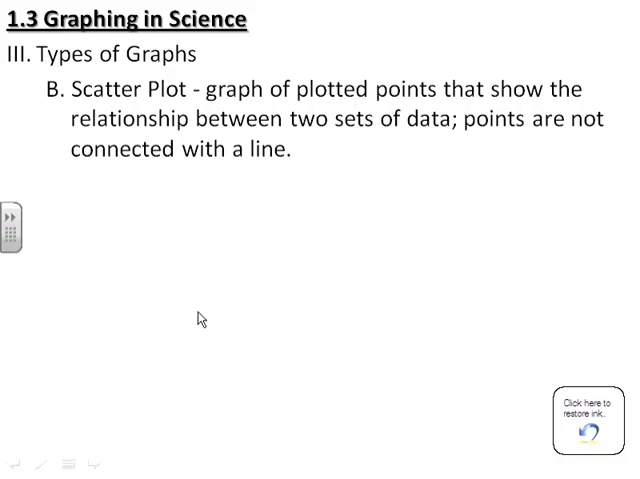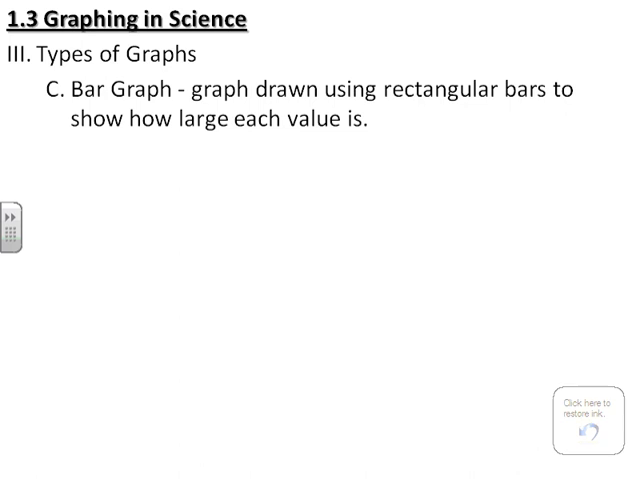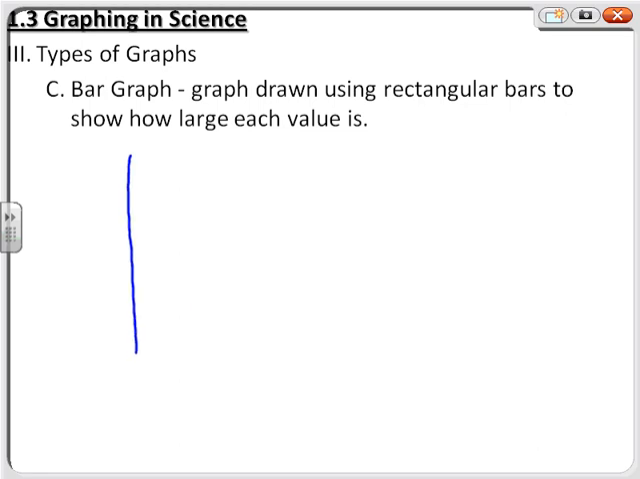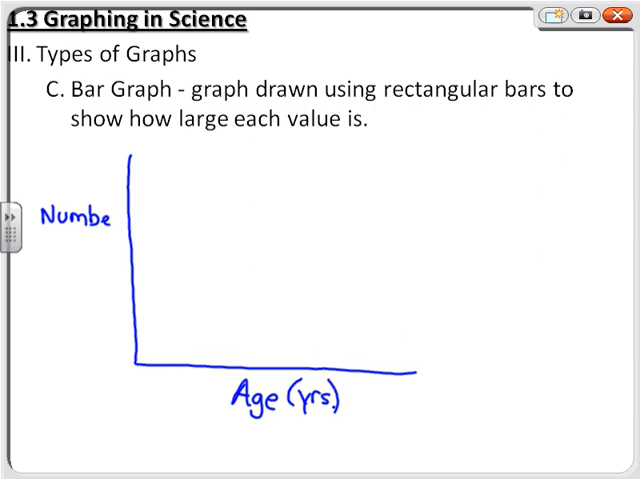Let's take a look now at another type of graph known as a bar graph. Start out with our axes again. In a bar graph, we could be looking at a number of different things. Perhaps we want to look at, let's say we're going to do a histogram of the age of fish that we catch. So here we would put the age in years of the fish, and then here we would put the number of fish caught.